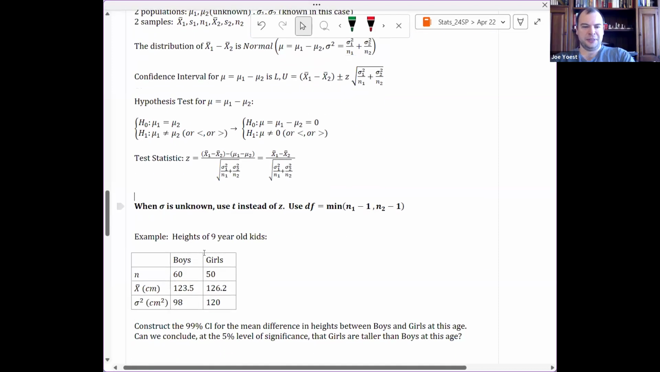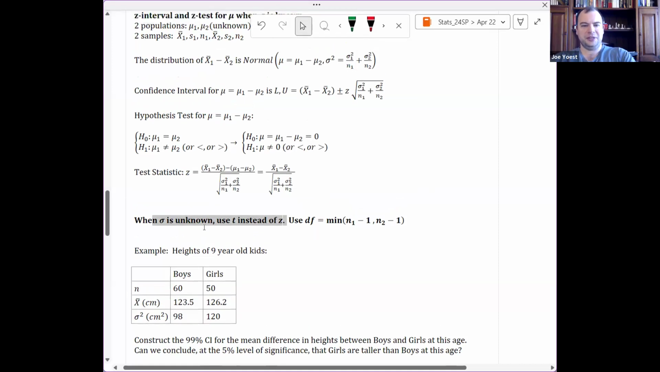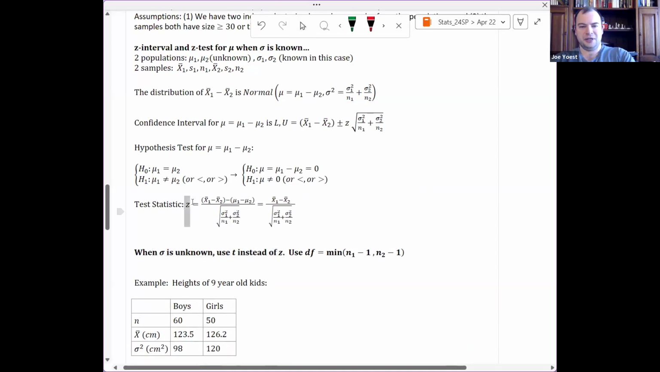And then just a little note down here: how do I adapt this to the case when sigma is unknown? Basically the same. I just use a t instead of a z, right? This would be a t interval. This would be a t statistic. I would find a t observed and a t critical. That's really the only difference.